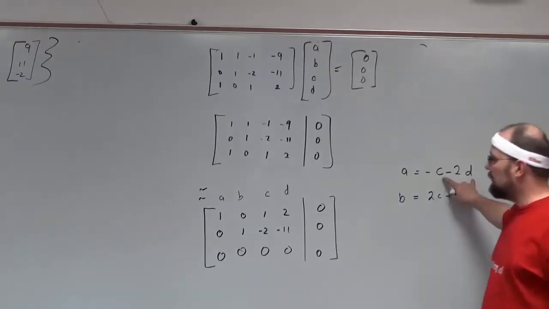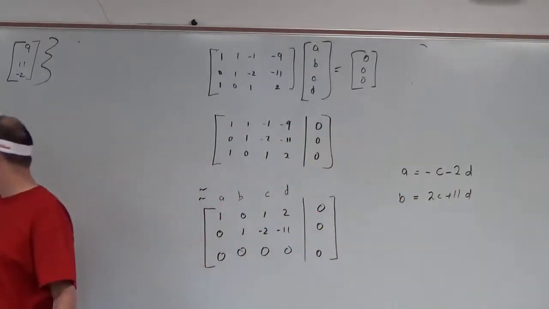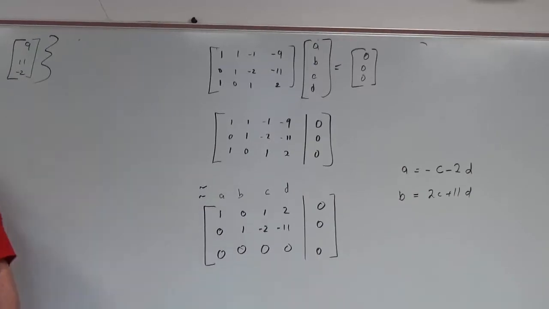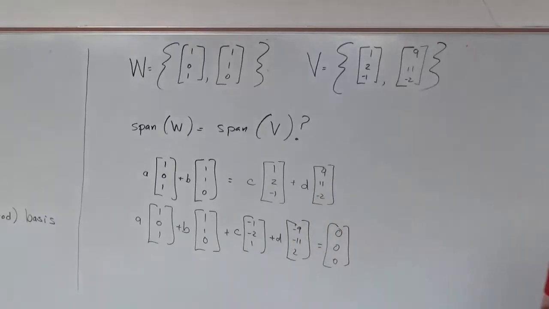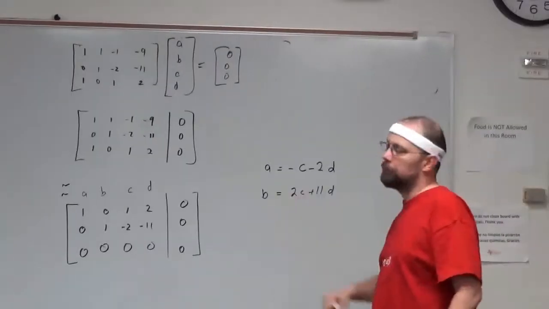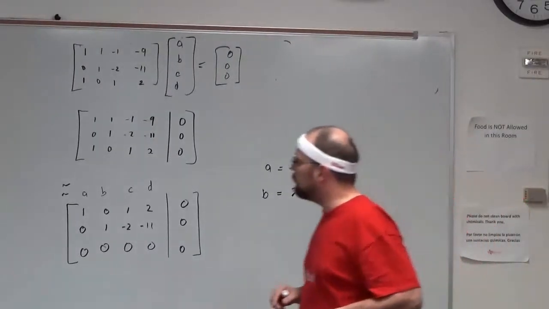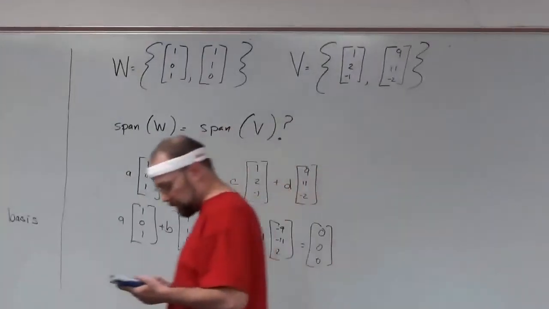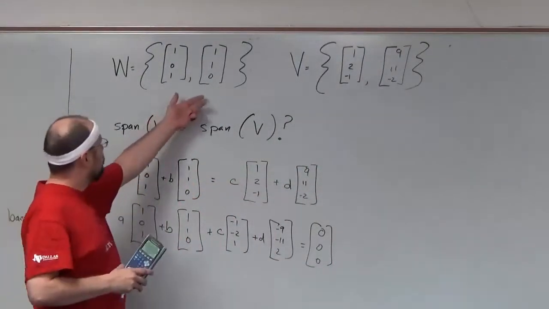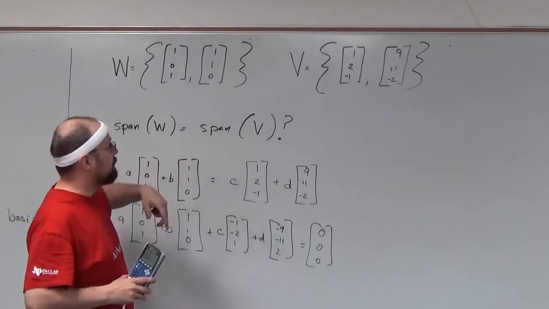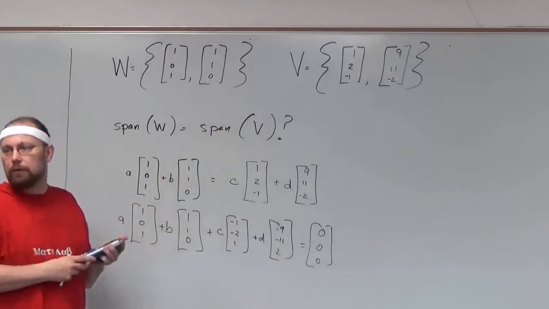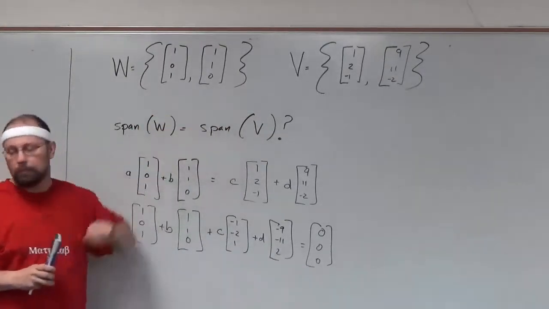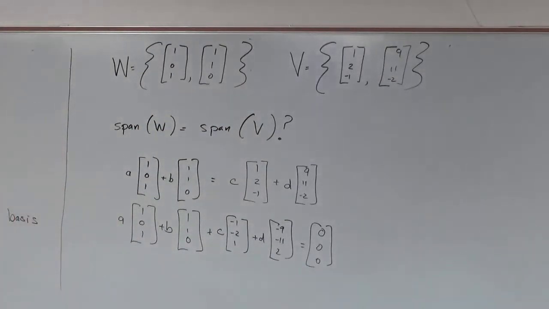So given any linear combination in W, defined by these coefficients, we can always find A and B that would make these two equal. And vice versa, we could always solve for C and D in terms of A and B. So these two sets indeed span the same space. Just because these two sets span the same space doesn't mean that they are exactly the same. They're not equal sets because they have different vectors, but they still generate the same space. Okay.